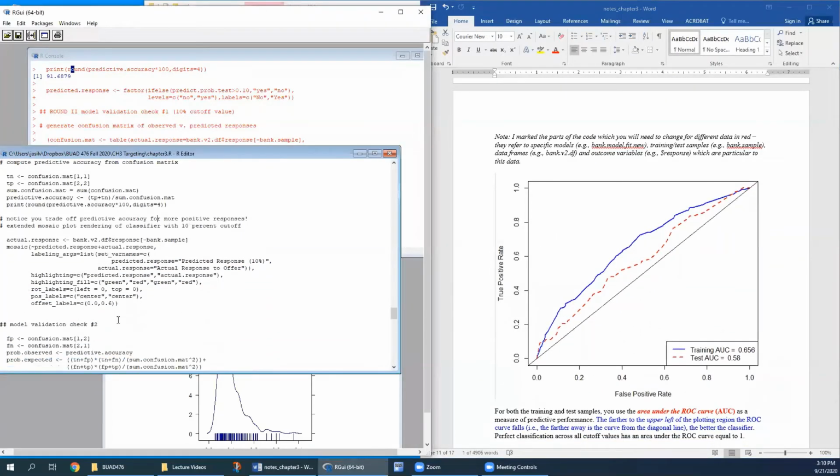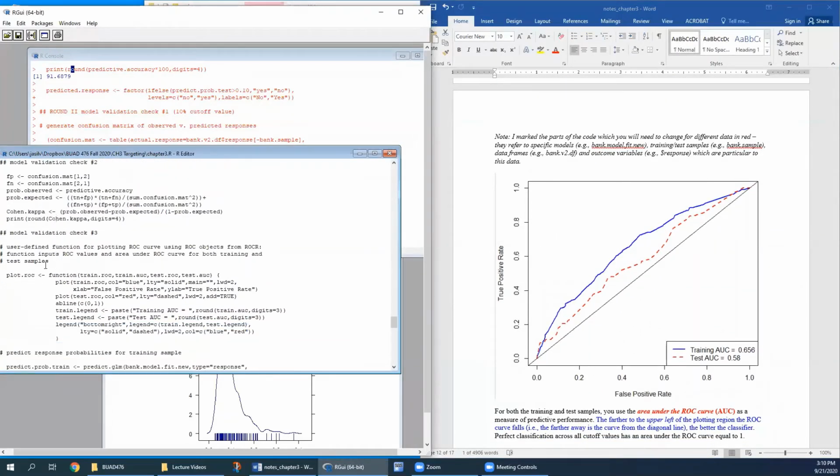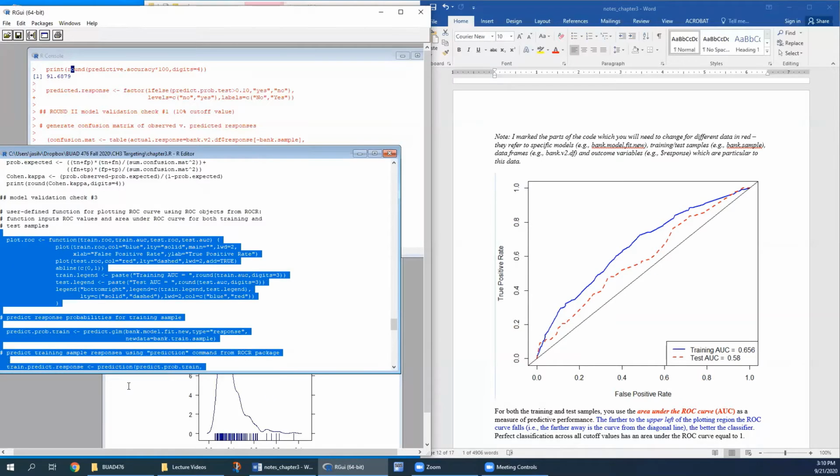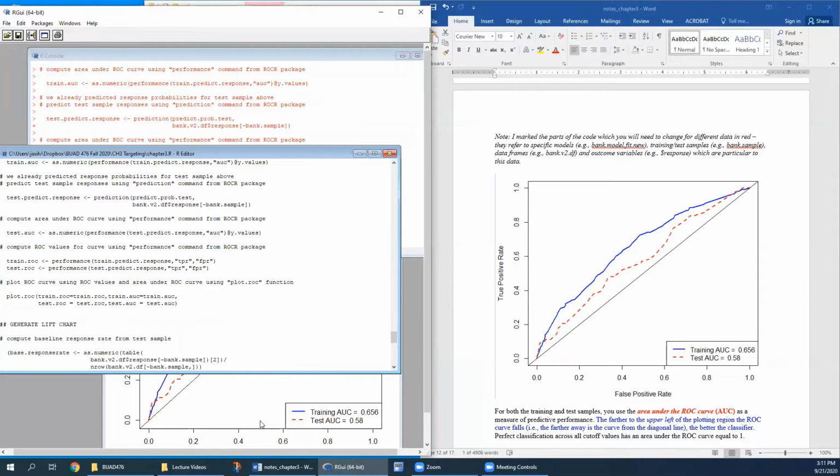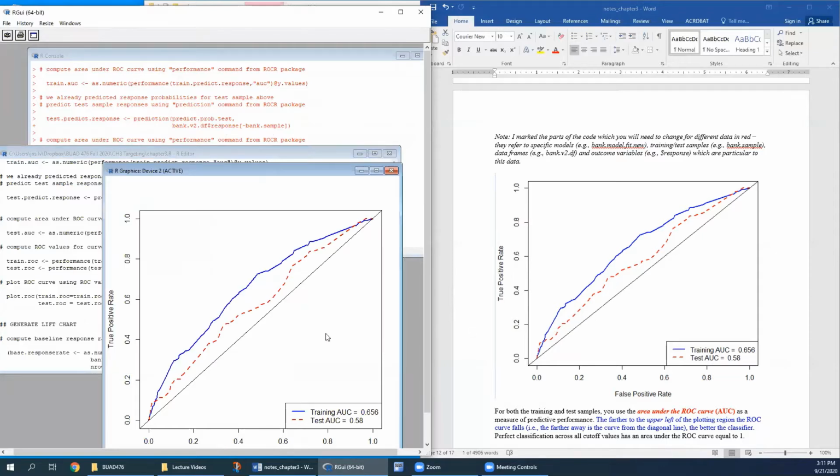So we can run this in R. Plot ROC curve. It's kind of a lot of code just to make a graph. What you find is these two curves. So the blue line is the ROC curve for our training sample, so what we use to train and create our model. And then the ROC curve for the test sample is in the red dotted line.